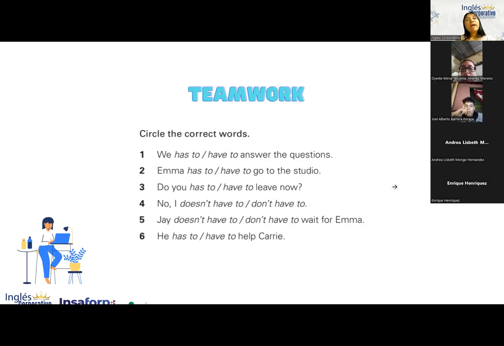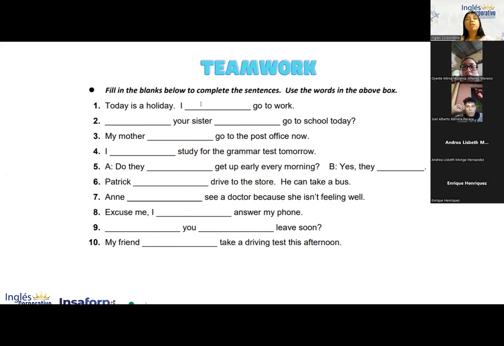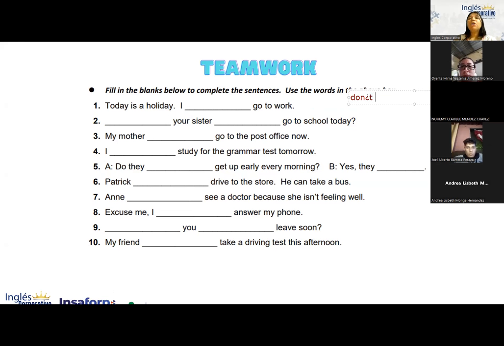Okay, guys, so now let's complete this. Vamos a completar estas. Today is a holiday. What is the meaning of holiday? Vacation. Festivity, right? So today is a holiday. I don't have to. Exactly. I don't have to because it's a holiday. Es una vacación, una festividad. So no tengo que trabajar. I don't have to go to work. Okay. Number two.